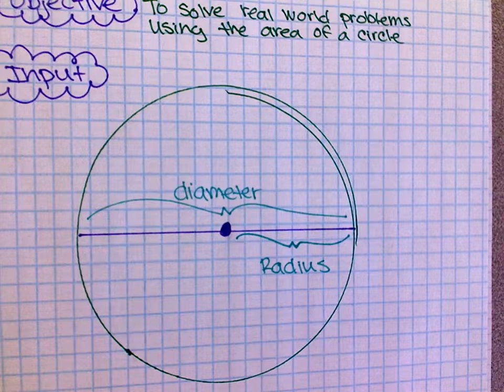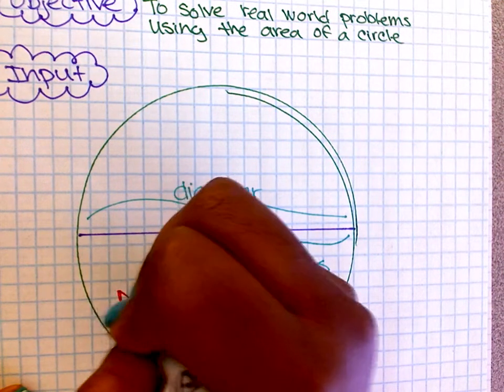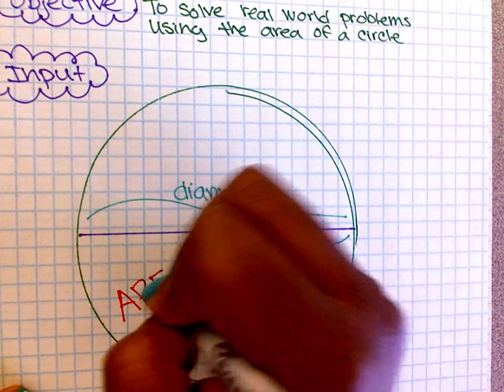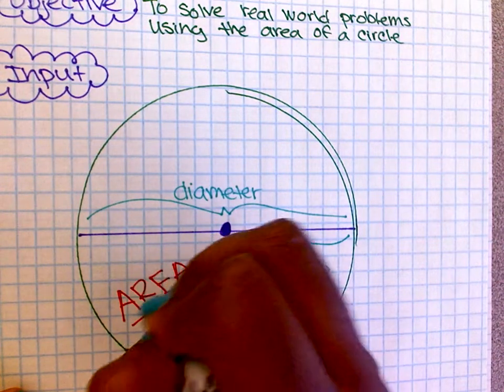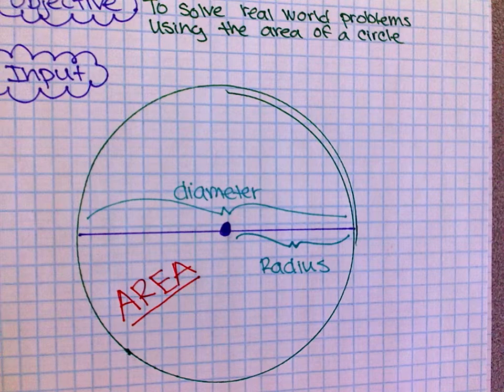All the space inside the circle is known as the area. All the space inside the circle is known as the area.